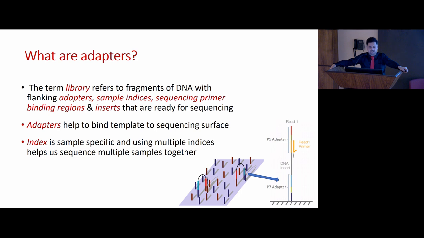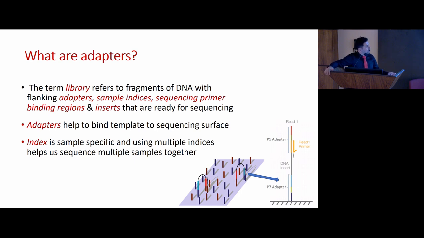Adapters help bind the template to the sequencing surface. So now this is your DNA strand. Because the adapter is there, it will bind to its corresponding region on a solid substrate. In the case of Thermo Fisher Ion Torrent, it's on a bead. In the case of Illumina, it's on a glass slide. So your flow cell basically contains a lawn of these primers.